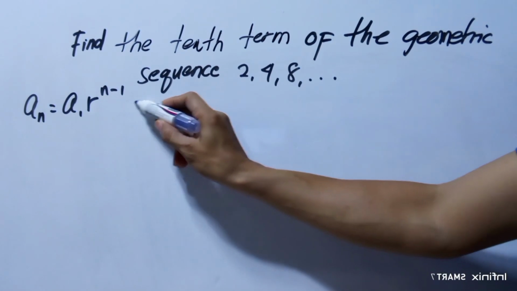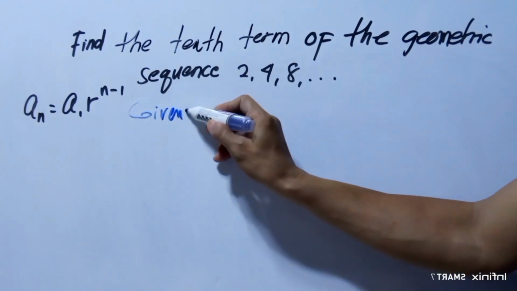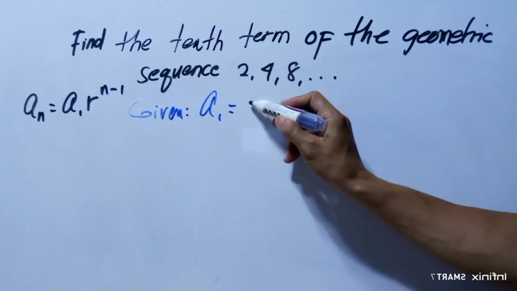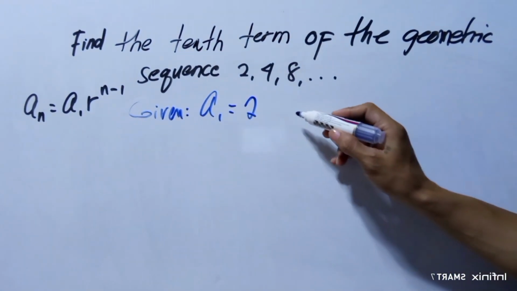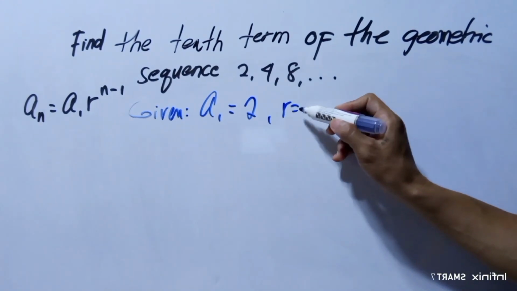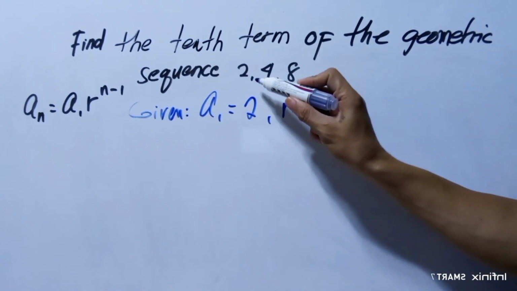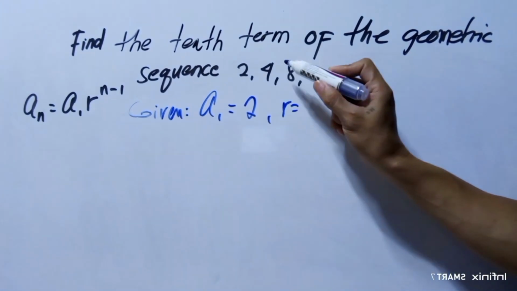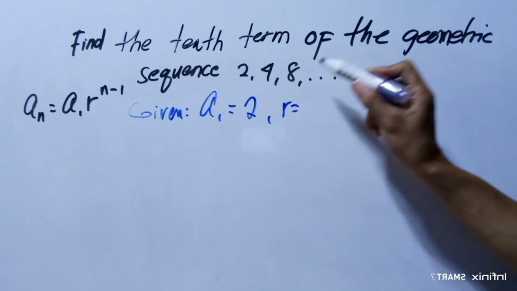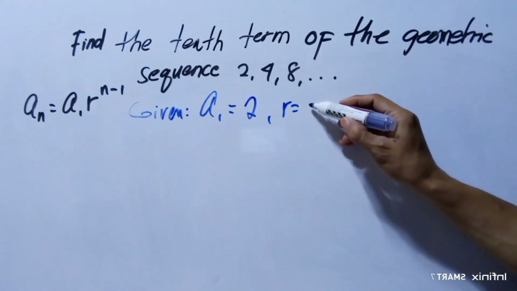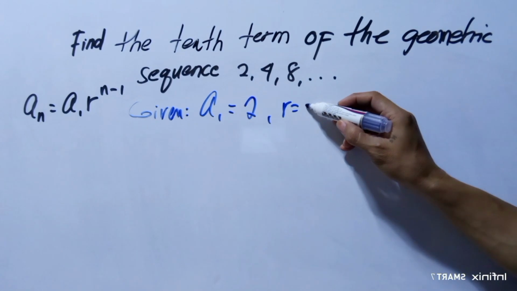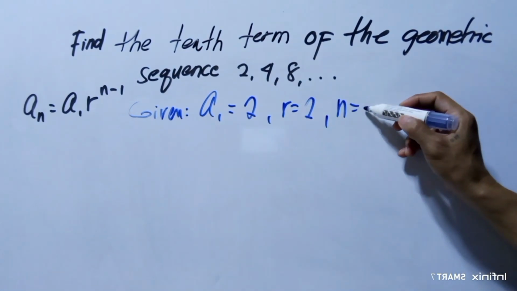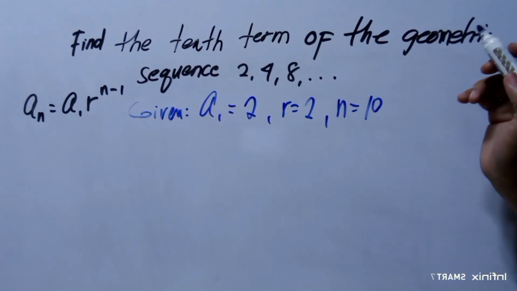Okay, so kunin muna natin yung given dito. Yung a sub 1 that is equal to 2 kasi yan ang first term. Okay, then yung common ratio, so from 2, we have to multiply it by 2 para magiging 4. Then another multiply by 2 para magiging 8. So therefore, yung common ratio natin dito is 2. Okay, then n is 10 kasi pang 10 term.